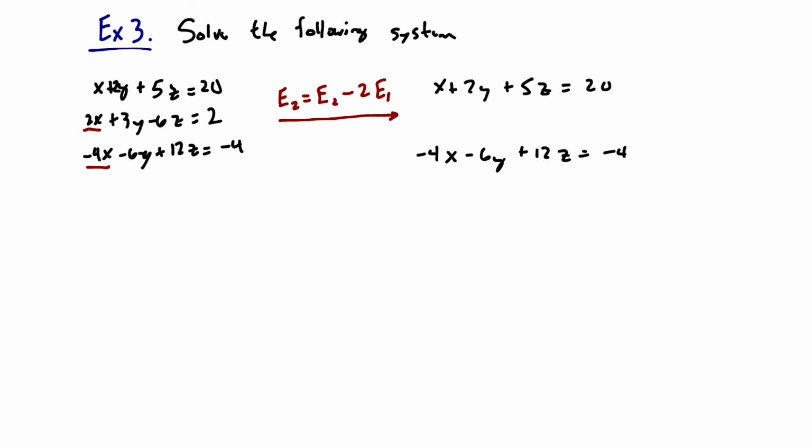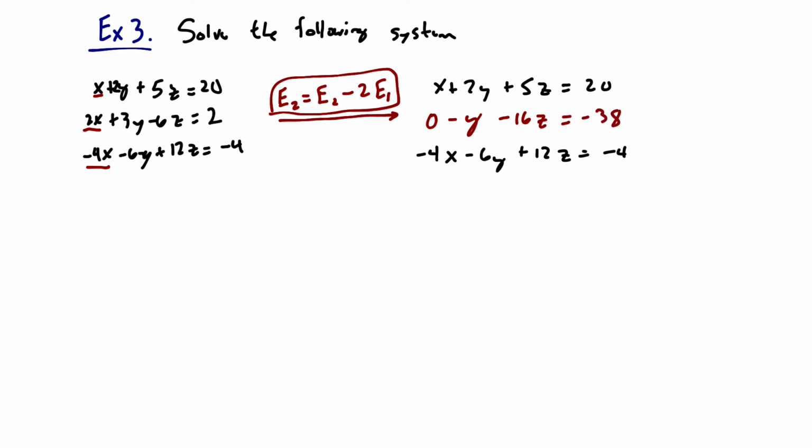But now, again, we're replacing equation 2 with this information. So we'll get a 2x minus 2x, so we'll get a 0 here. Then we'll get a 3y minus 4y, so this becomes a negative y. Then we'll get a negative 6z minus 10z, so this becomes a negative 16z, which is going to be equal to 2 minus 40, which is negative 38.